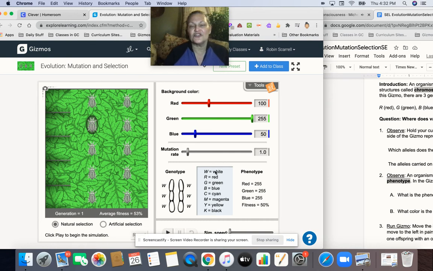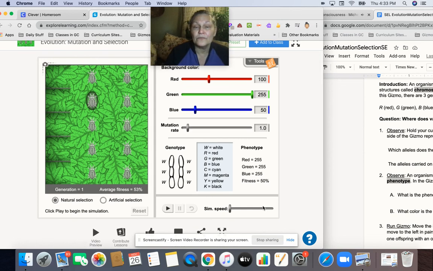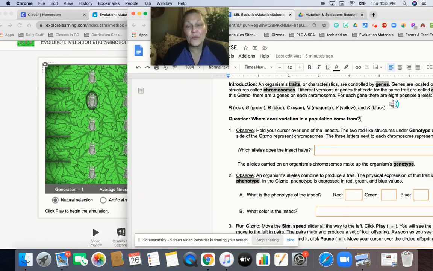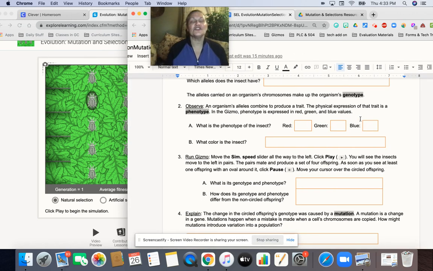Okay. You look up here and this tells you what does W stand for? Well, it's white. It's like a purebred, right? Okay. And then the phenotype is this color combination. Now the fitness is 50%, which means that 50% of those are going to live to reproduce. Okay. Now, you can go ahead and do 1 and 2, and you're going to get the information right from here. And then we're going to come back, and then we're going to look at how we're going to start working with the simulation speed. We're going to go through multiple generations of these organisms and see how they get affected.